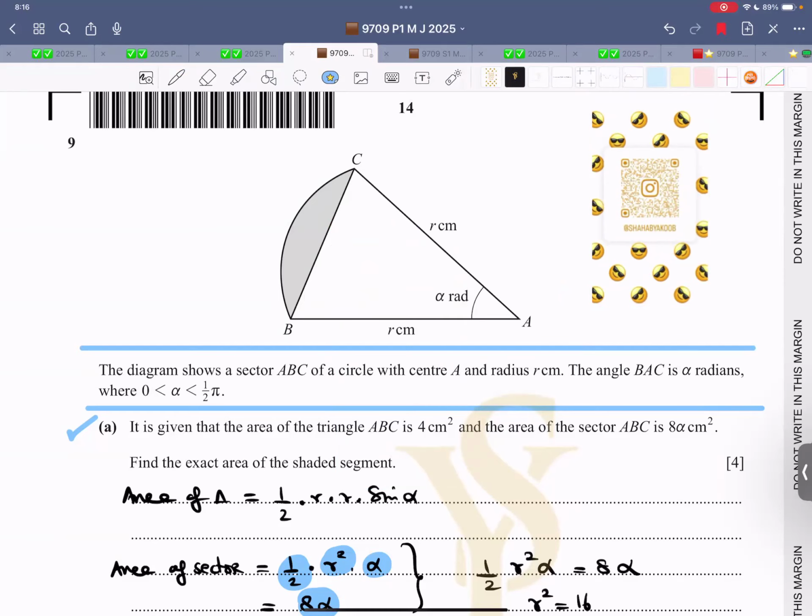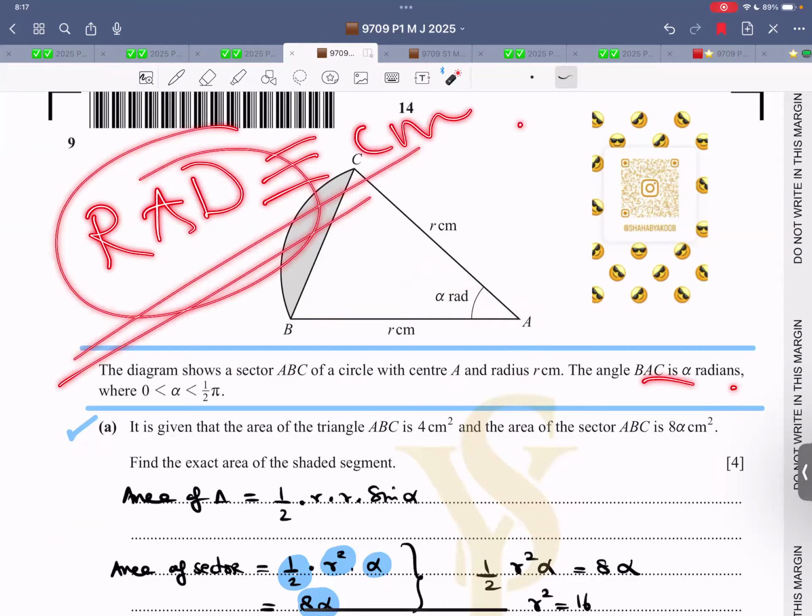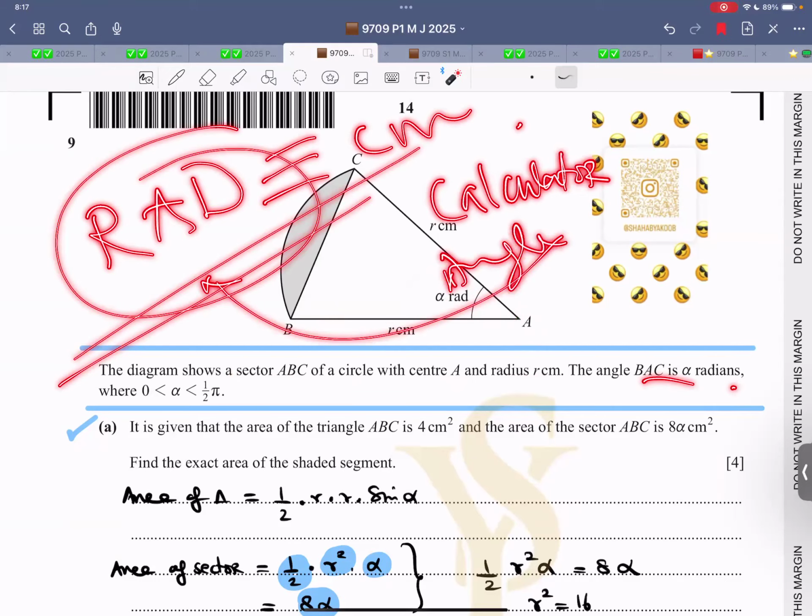Now over here, if I'm focusing on this one, what is it saying? It says the diagram shows the sector ABC of a circle with center A and radius R. Center A, radius R, angle alpha. The angle is in radians. Yes, yes, yes. Very necessary. Radian and circular measure are inseparable. Make sure the calculator is in radian mode. Make sure the angle is in radians.